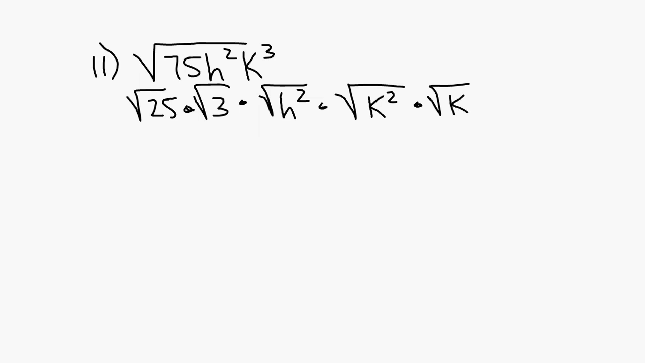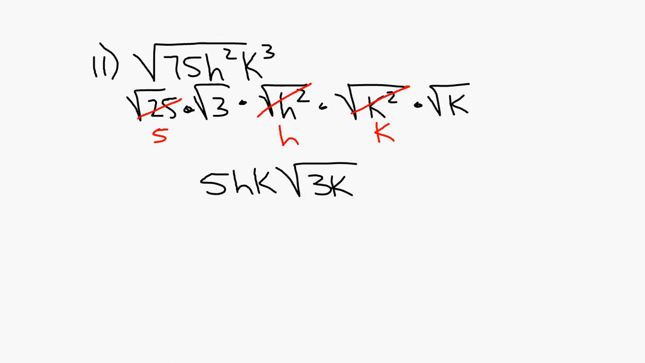And now you can simplify your perfect squares. The square root of 25 is 5. The square root of h squared is h. And the square root of k squared is k. So outside the radical you have 5hk. And inside the radical you have 3 times k, which is 3k. There's your simplest form.